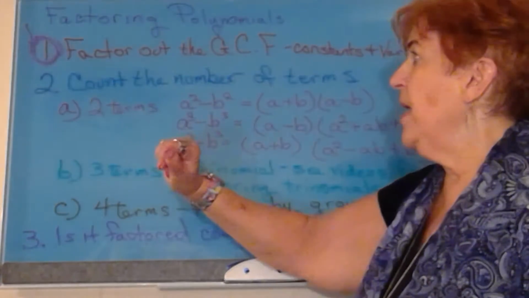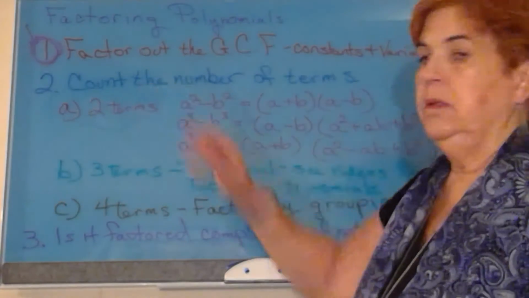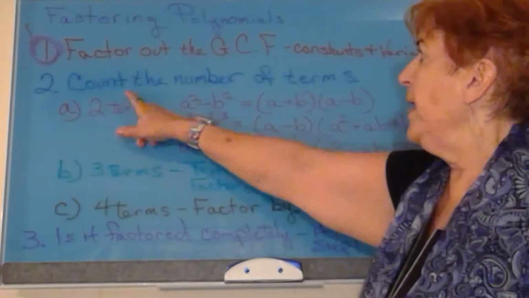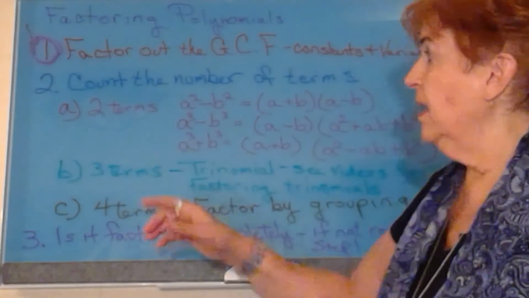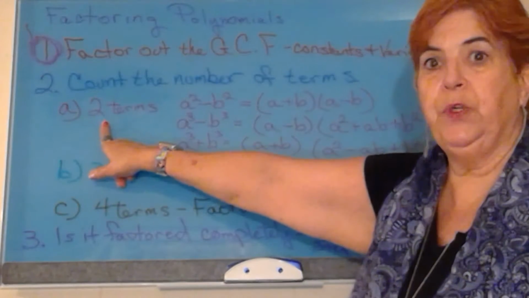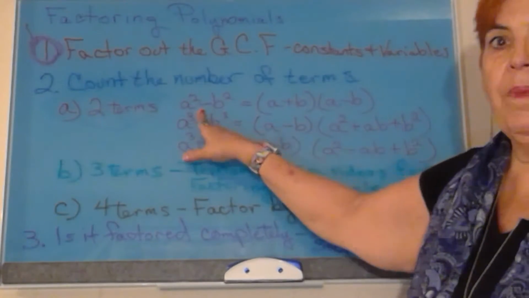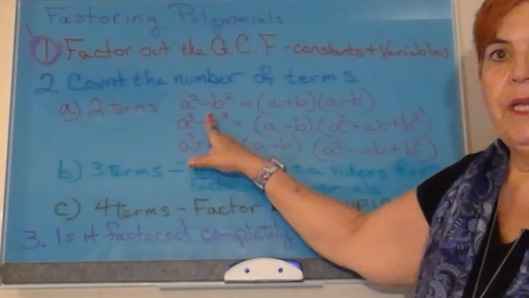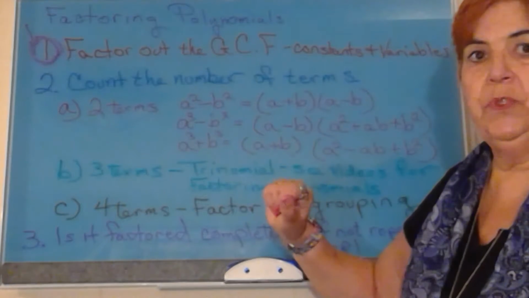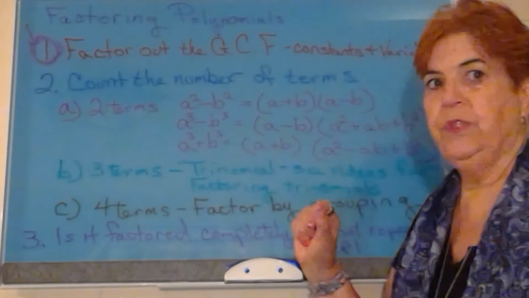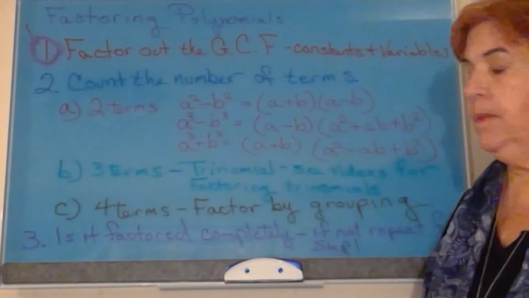Then, after you've taken out the greatest common factor, you're looking at what's left. Count the number of terms. Should be easy enough. If there are two terms, is it an a squared minus b squared? If it's an a squared minus b squared, that's the difference of two squares. It factors into a sum and a difference: a plus b times a minus b.